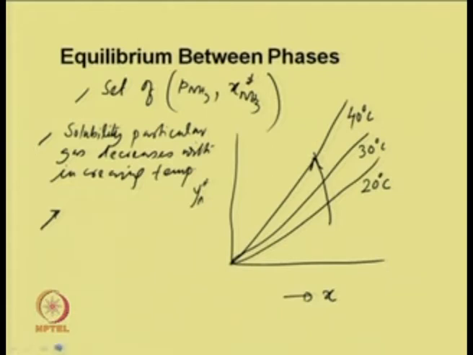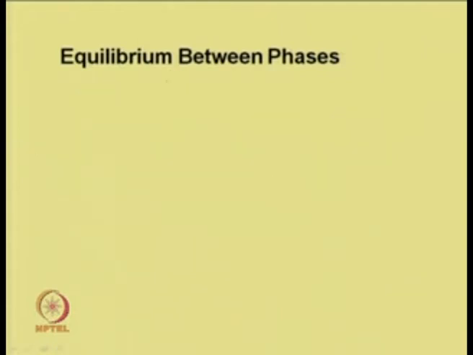Now, how to calculate the number of independent state properties required to define the system? We can define the state of the system by the Gibbs phase rule, which states that F is equal to C plus 2 minus beta. F is the number of independent state properties needed to define a system.